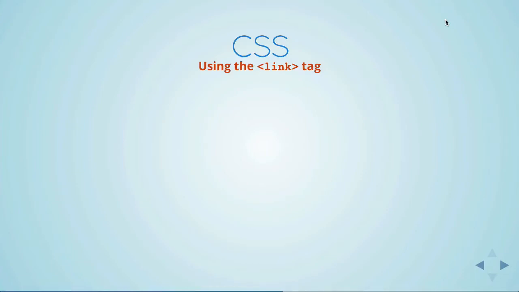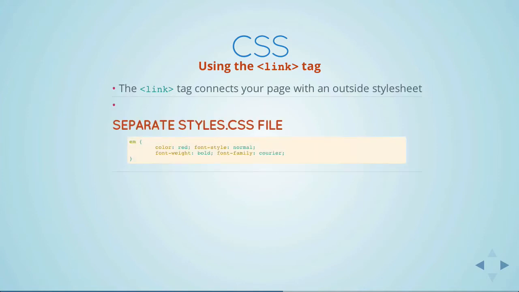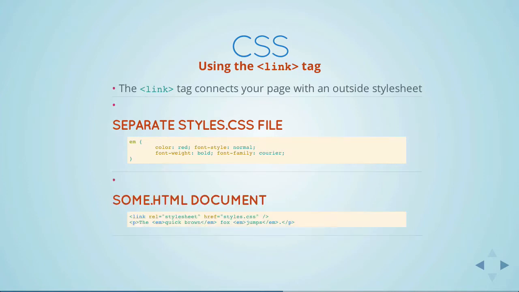Another way to include CSS on your pages is by using the link tag. The link tag connects your page with an outside style sheet, and that means that it is a separate file that looks something like this. To set this up, you create a link tag with a relation of style sheet and an href of the location of the document, and then that style sheet will affect every single document linked to it.